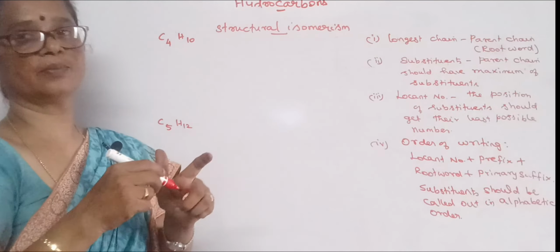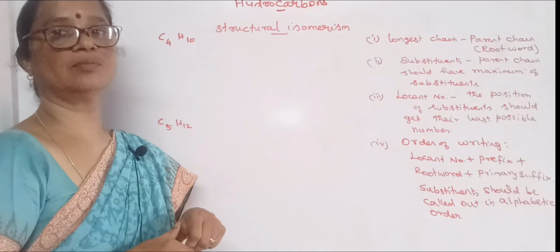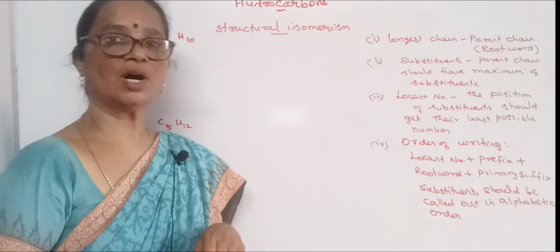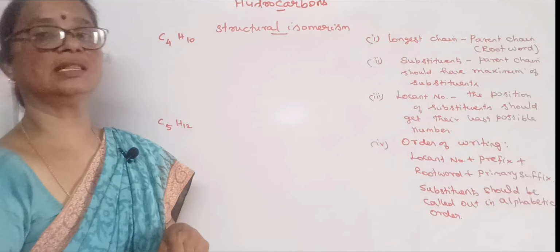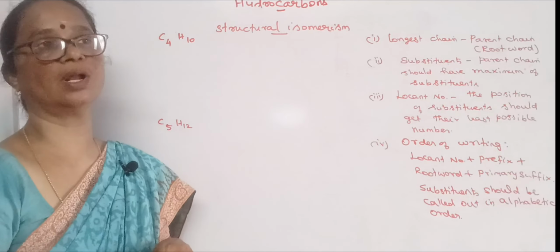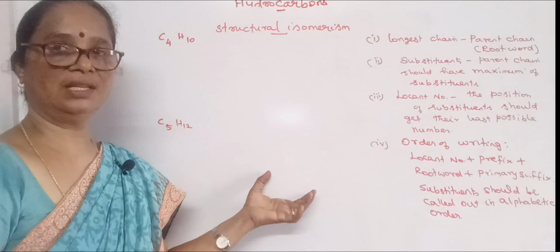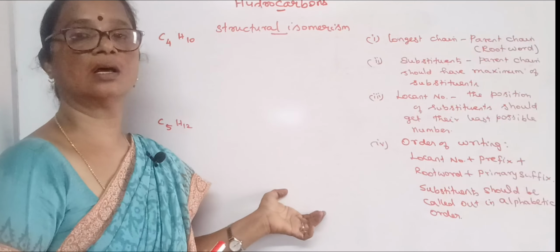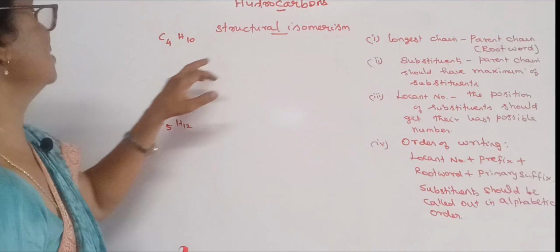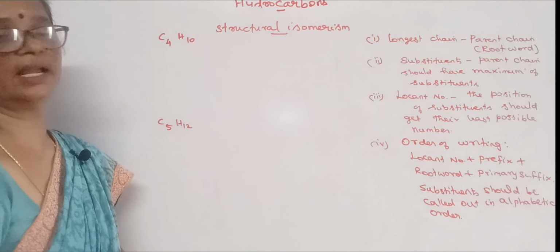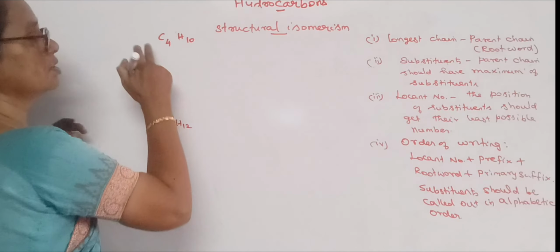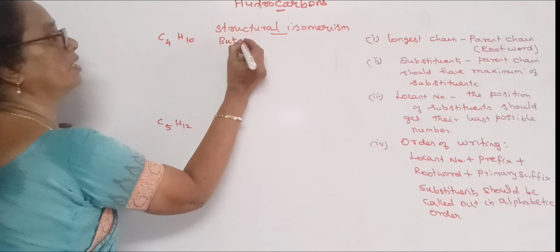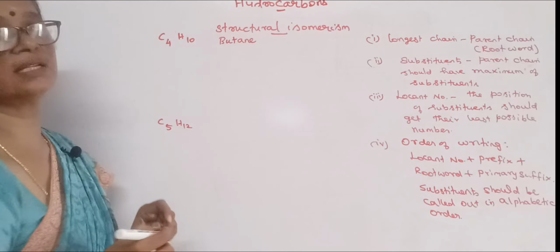Structural isomerism. We know isomerism. Isomerism is, for a given molecular formula, we can write different structural formulas. They differ in their structure as well as in their physical properties. So, for example, let us take C4H10, 4 carbon atoms. Its root word is but and it is a saturated one, so we can write it as butane.